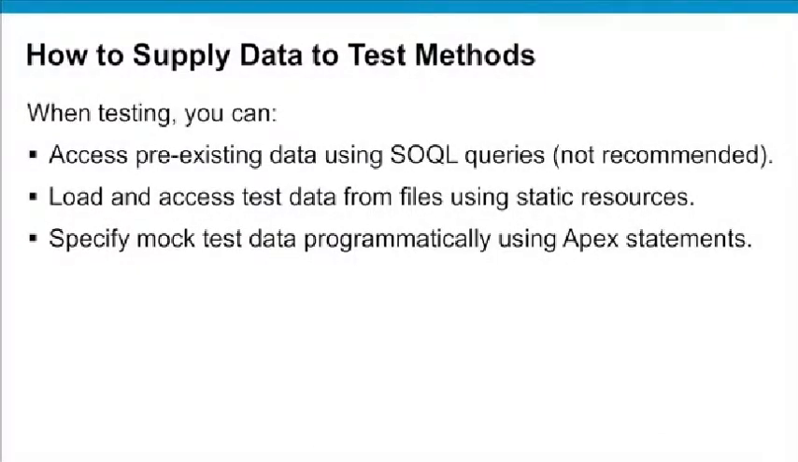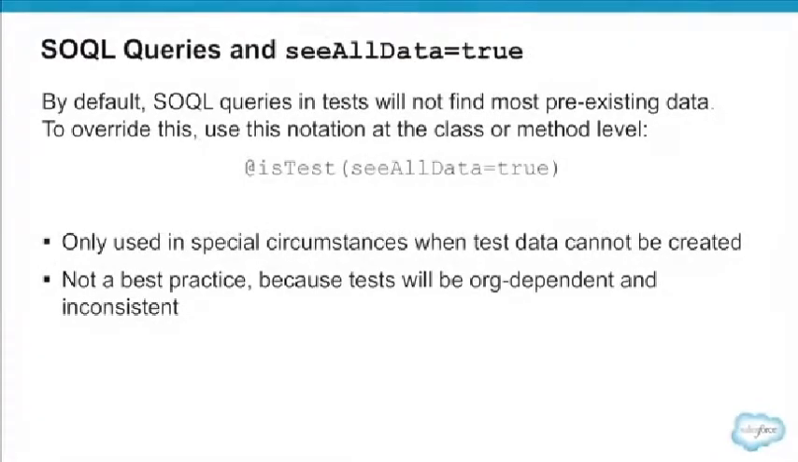There are two ways that we can work with mock data. We can either load it in from a file, or we can programmatically generate mock data. If you wanted to fetch data from the database in order to generate your mock data, there is an attribute you would need to apply to your isTest annotation. It is seeAllData=true. What it does is it opens up the database within the context of running this test to see the existing records within the database.